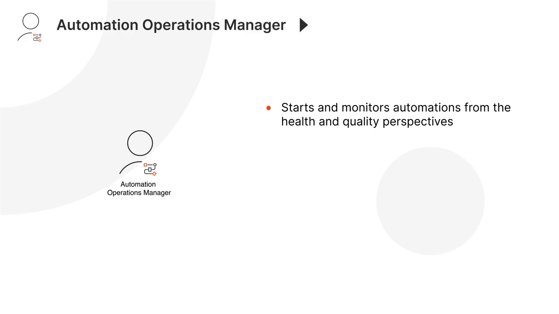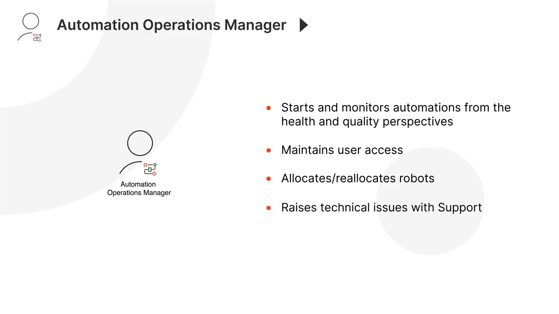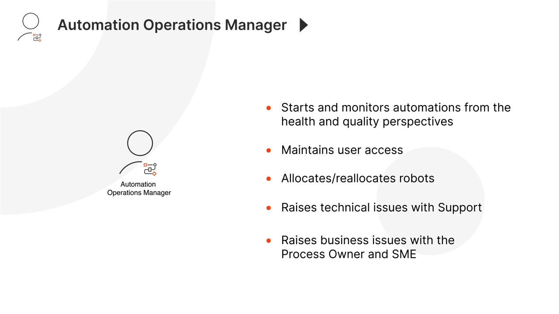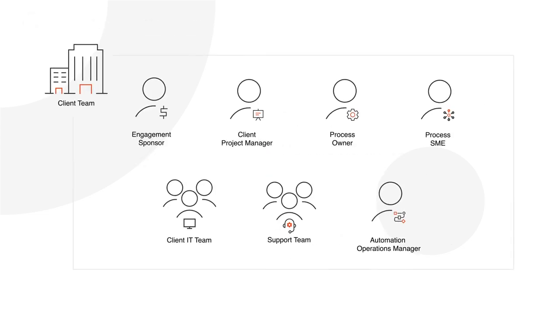The Automation Operations Manager is typically capable of maintaining the user access and of allocating and reallocating robots to different pools and automations. They're typically the first to notice issues and will engage with support every time the issue encountered is technical and not business-related. If the issue is business-related, they should be able to discuss it with the process owner and the subject matter expert to fix it. Great! These are the roles and teams involved in the implementation process on the client side.